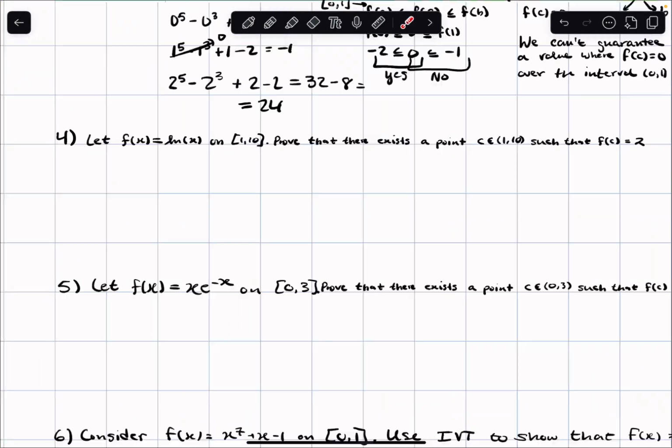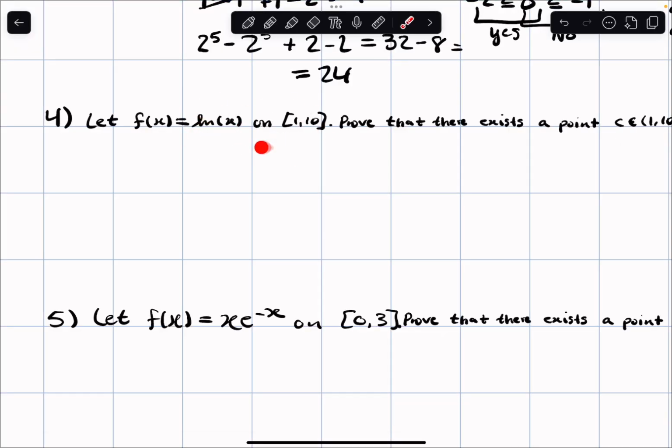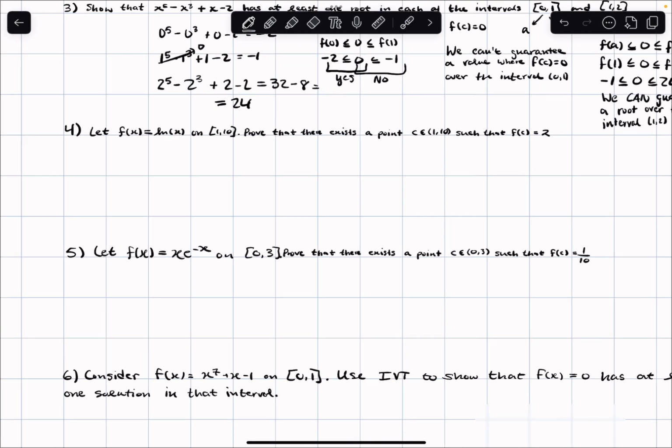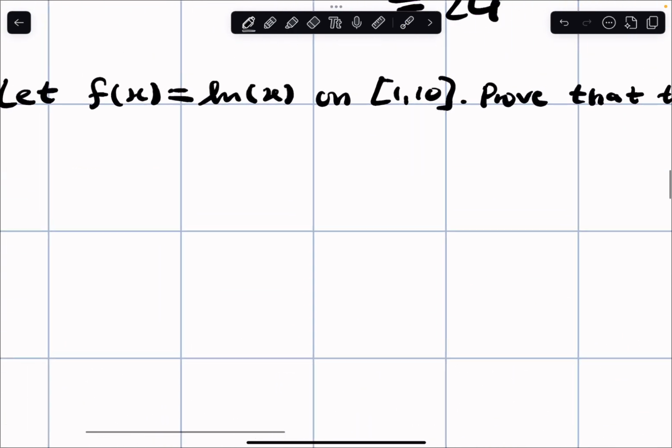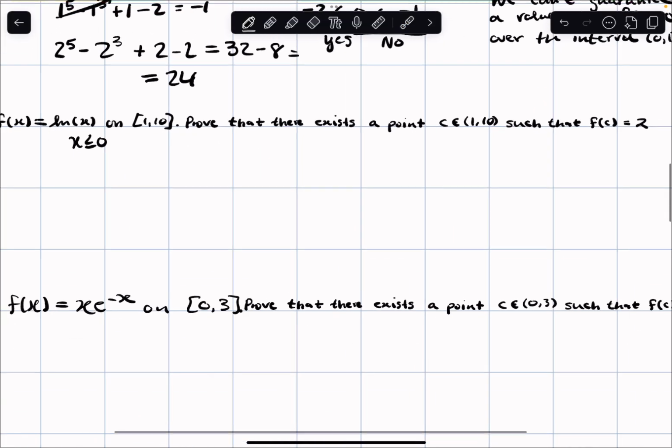All right. Is ln of x continuous over here? Yes, but this is not a polynomial, so you have to tread very, very carefully on when it is continuous or not. Well, it's not defined for x less than or equal to 0. But our interval of interest is 1 to 10, and that is not included in here. So we're okay continuity-wise. So prove that there exists a point c that is part of, or this is the epsilon, it's the mathematical symbol for within, such that f of c equals 2.